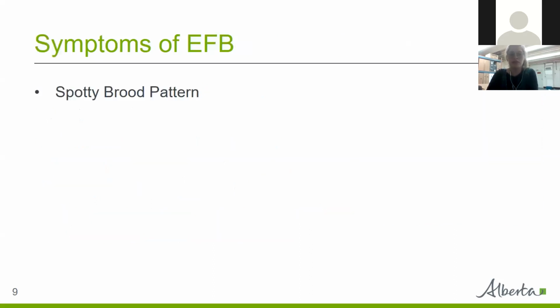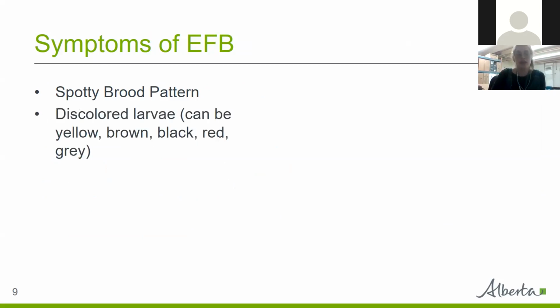So some of the symptoms you want to look for: we have a spotty brood pattern. I mean, that is a key indication for most things. If you're seeing a spotty brood pattern, you probably want to do a little investigation. The larvae can be discolored, and I'll show you a picture on the next slide. It can be yellow, brown, black, red, gray. There's a variety of colors.